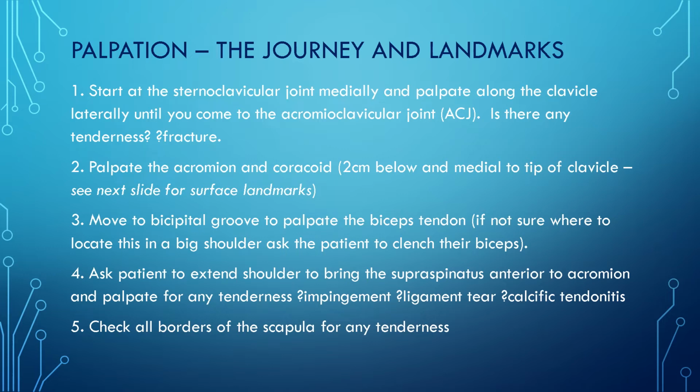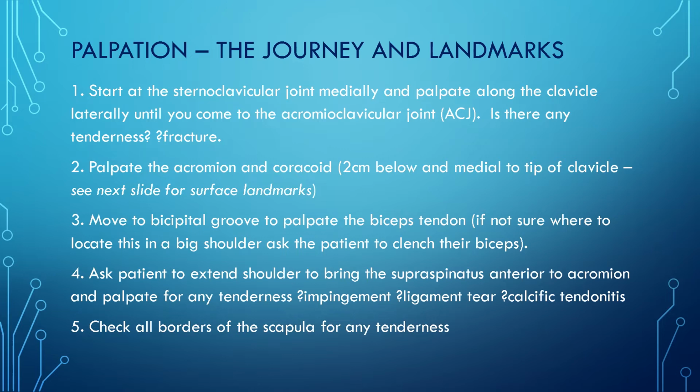So that's about 2 centimeters below and medial to the tip of the clavicle. We'll look at that on the next slide. Then you move around laterally till you come to the glenohumeral joint, and you may go around anteriorly and posteriorly, and then you palpate along the humerus to the bicipital groove to palpate the biceps tendon.